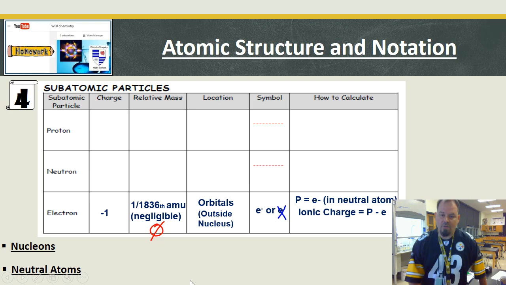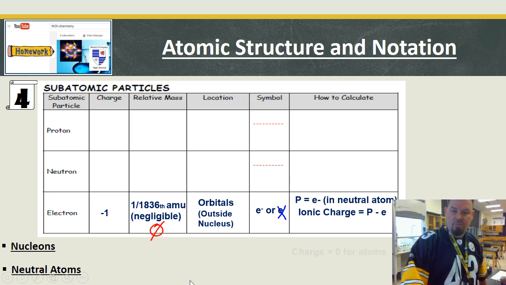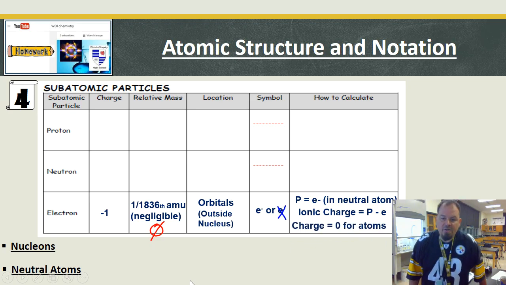This is the actual equation. We're going to say charge equals protons minus electrons. In a neutral atom, the charge is zero. So if I have zero equals protons minus electrons, I can infer that protons equals the number of electrons. We need to know that the charge is zero for atoms. And notice I left the word neutral out of there.